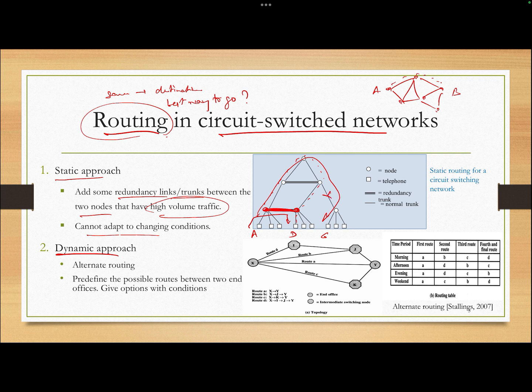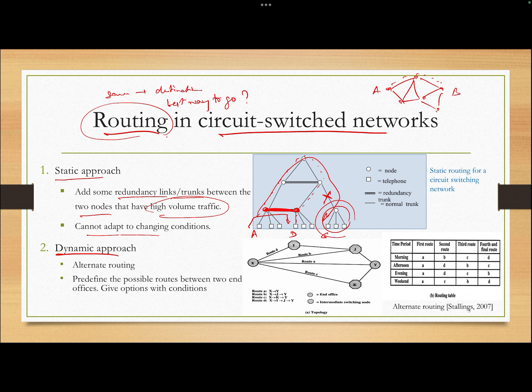If this ring is down, damaged, cannot be used, then you cannot connect to G anymore, because this group cannot be connected to anyone outside of their group, because this link is down. So there is no sideway or around another way to go.